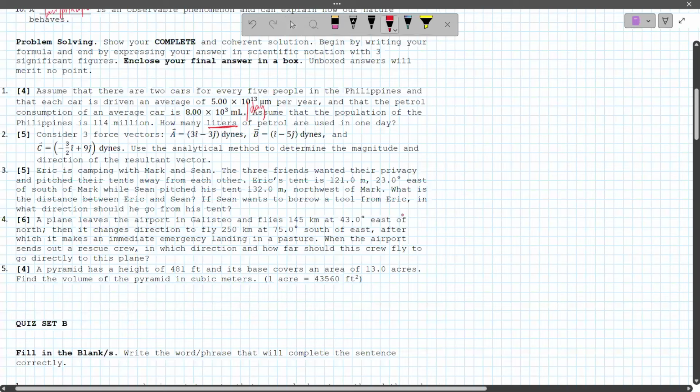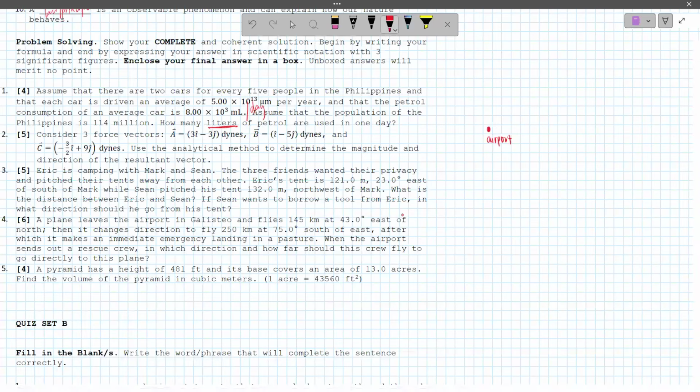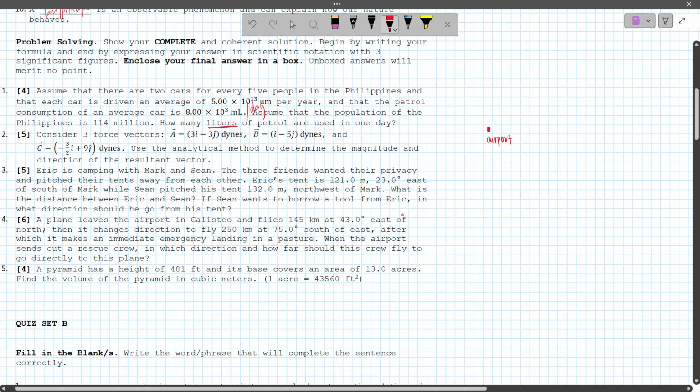A plane leaves the airport in Galisteo. So say for example, this is the airport. And flies 145 kilometers, 43 degrees east of north. Okay, so it's in quadrant 1. So something like this. This is 43 degrees east of north. So east from north. And then changes direction to fly 250 kilometers, 75 degrees south of east. So in fourth quadrant, no? So paganito siya. This is 75 degrees south of east, 250 kilometers.